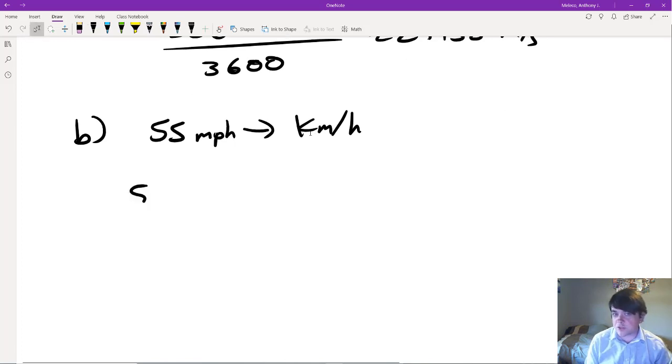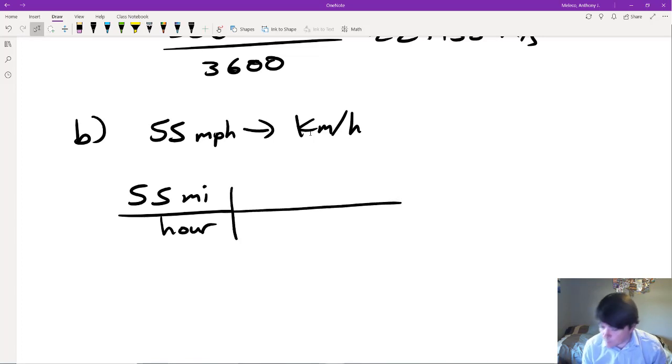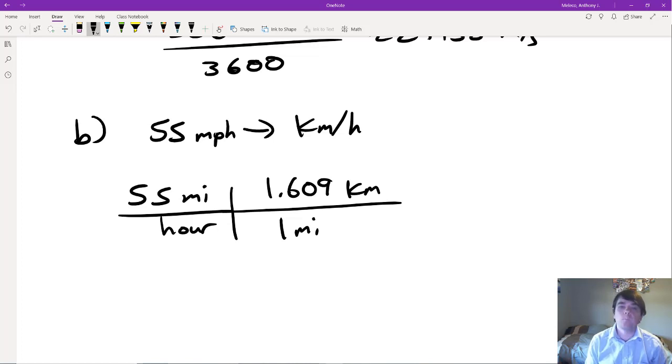So this is a similar question. We start off like we did before. We would convert miles into meters and then into kilometers, or we could do miles directly into kilometers. 1 mile is 1.609 kilometers. Again, you would have to look that up. Miles cancel. This gives us kilometers per hour, so we're good. We don't need to cancel anything else. And this yields roughly 88.5 kilometers per hour. Okay.